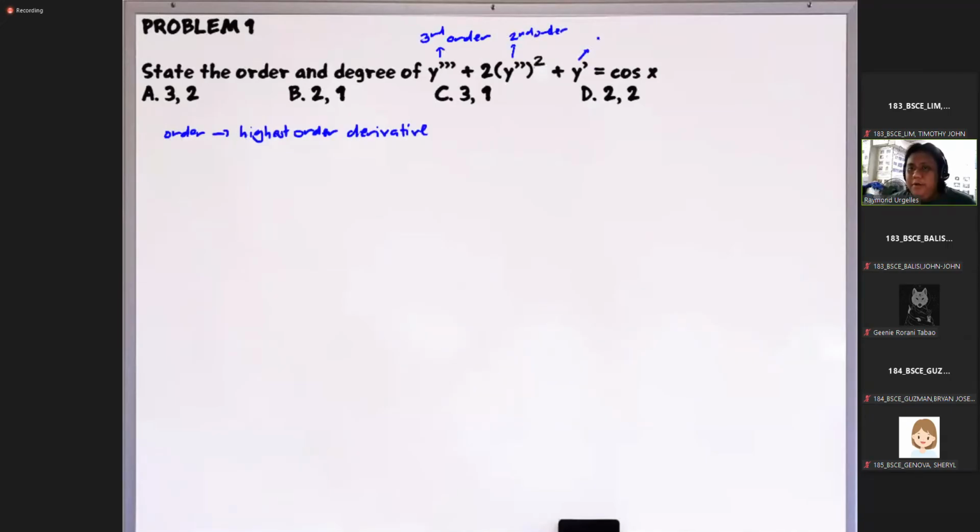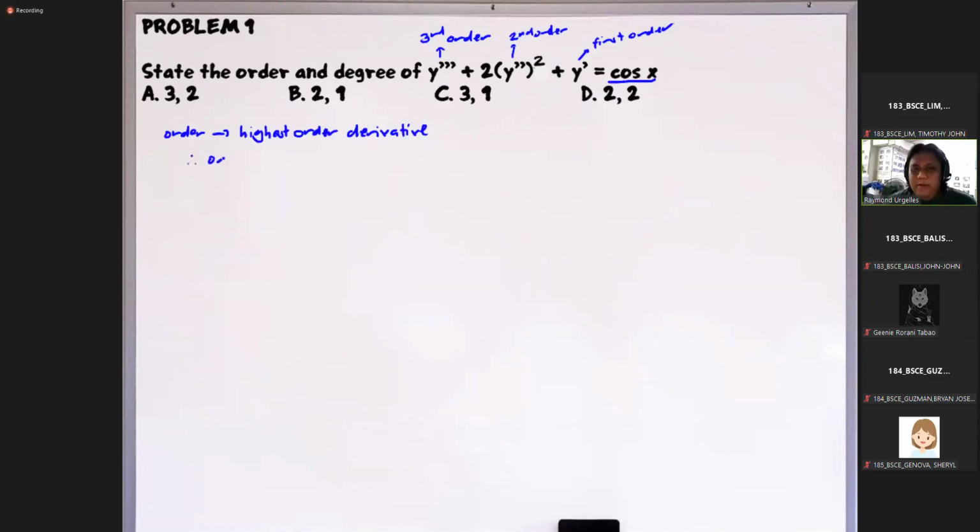So ito ay first order derivative. Okay? So tapos ito naman, walang derivative dito. So therefore, ano lang siya? Kumbaga, function lang siya. So ibig sabihin para siyang zeroth order derivative. So dito makikita natin that the order.